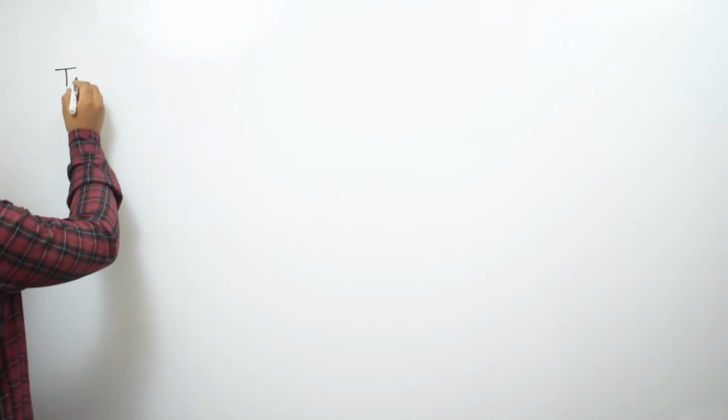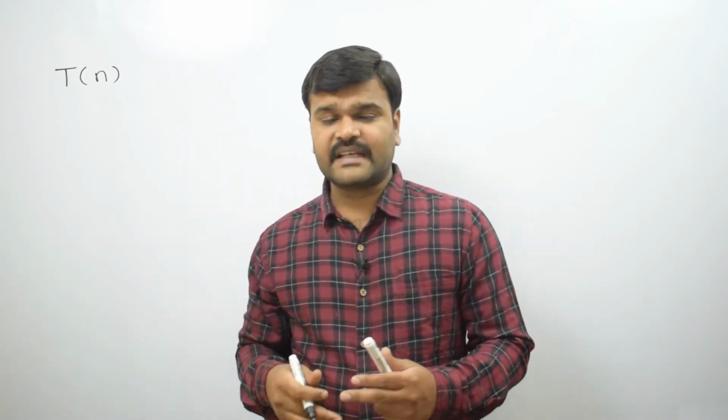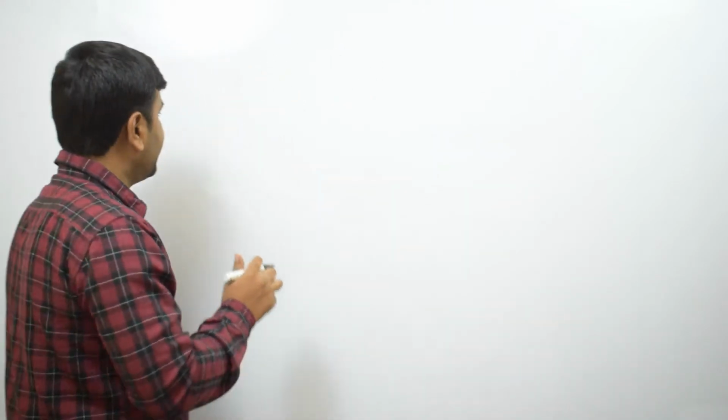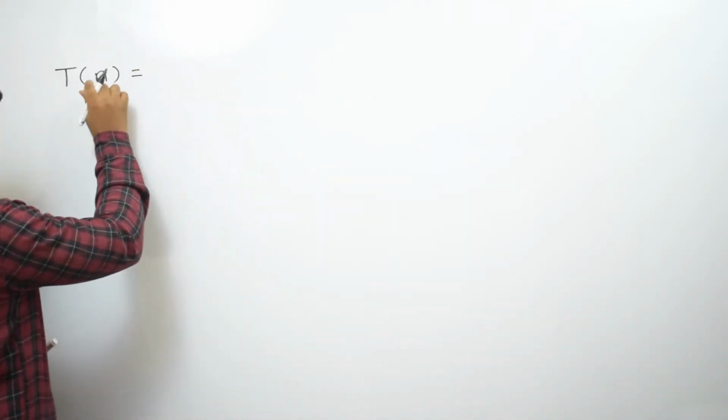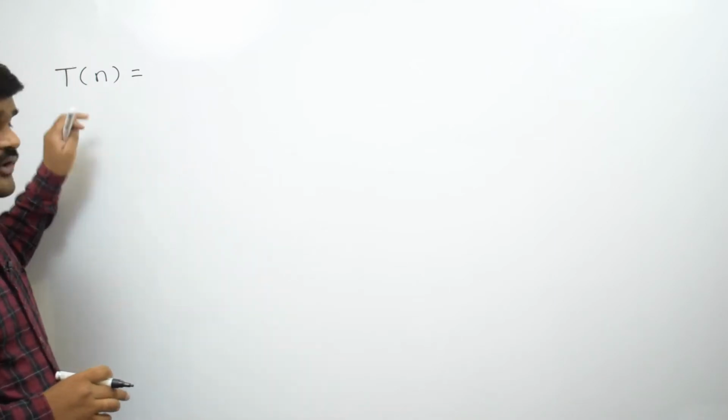Any recursive equation we are going to take as T. This is the function name T, the time complexity, and the input size we are going to take as n. That may be n elements or anything. So n represents the input size. At that time, what is the time complexity? First of all, we are going to find out the time complexity for a given recursive algorithm.